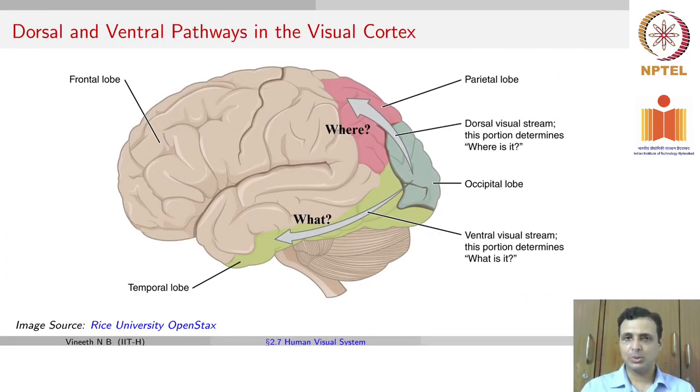Also, at the visual cortex, the final processing has two pathways called the dorsal and ventral pathways. The dorsal pathway is responsible for the where information, so which part of the scene in front of you you are seeing, and the ventral pathway corresponds to the what information, or what object you are seeing in front of you. Each of these parts leads to different aspects of perception that we see in the scene around us.